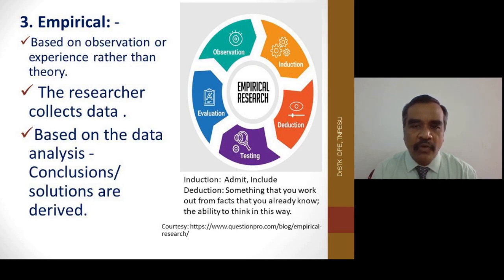So empirical research involves observation of the event. Then induction. Induction means including the variables, including the independent variable, including the dependent variable, including your limitations. Then deduction. Deduction means something you work out from the facts that you already know, the ability to think in this way. So in a deductive manner, the research can be conducted with some formal deductions. Then you can go for the testing procedure, then evaluation. So these are the empirical research. The nature of research demands that every research must be conducted based on evidence, based on observation, rather than a theoretical concept.